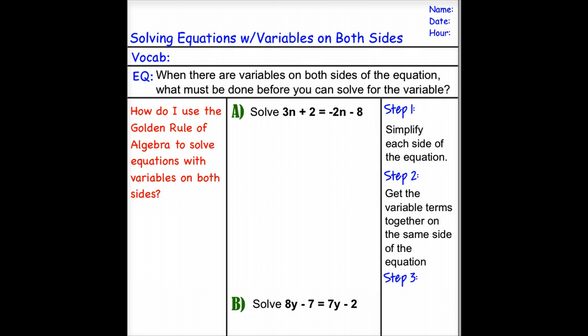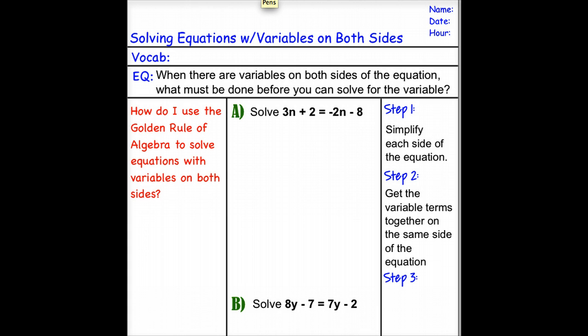We can either take our 3n and move it to the other side, or we can take our negative 2n and put it to the other side. Either way, you'll end up getting the same answer as long as you do your math correctly. However, there's usually going to be a better side to move it to. And what I mean by the better side is where you won't have negative variable coefficients.